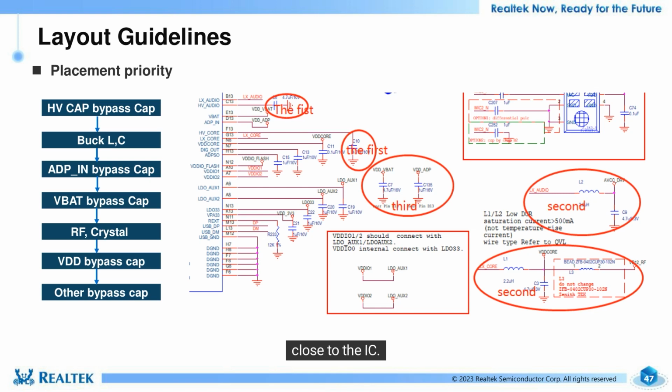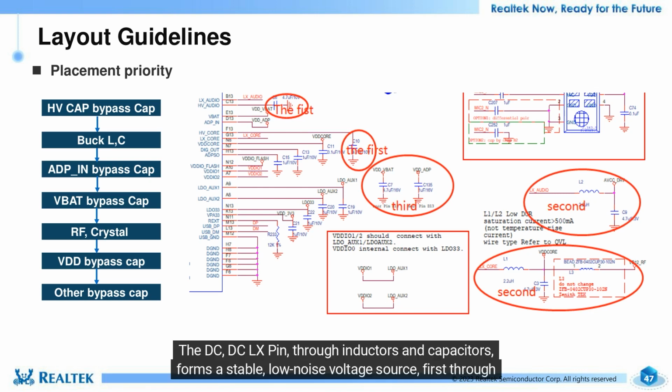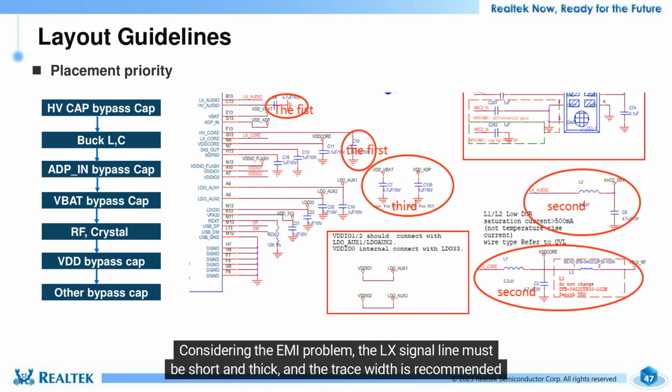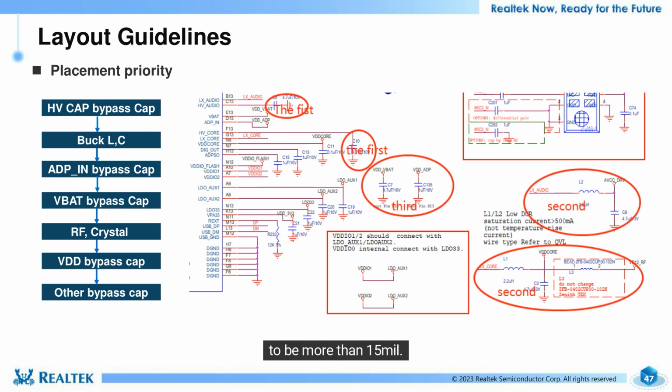The second priority to consider is that the inductance and capacitance of the buck circuit should be placed close to the IC. The DC-DC LX pin, through inductors and capacitors, forms a stable, low-noise voltage source, first through the inductors and then capacitors. Branching out without capacitors is strictly prohibited. Considering the EMI problem, the LX signal line must be short and thick, and the trace width is recommended to be more than 15 mm.